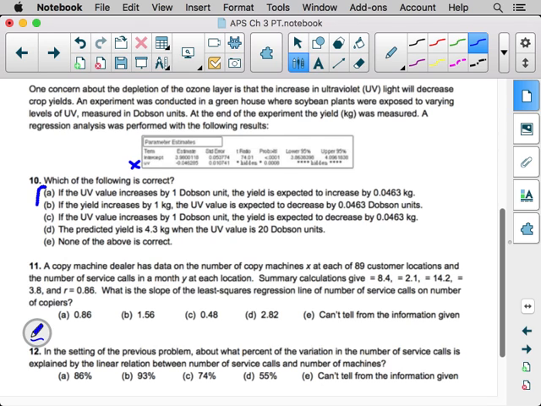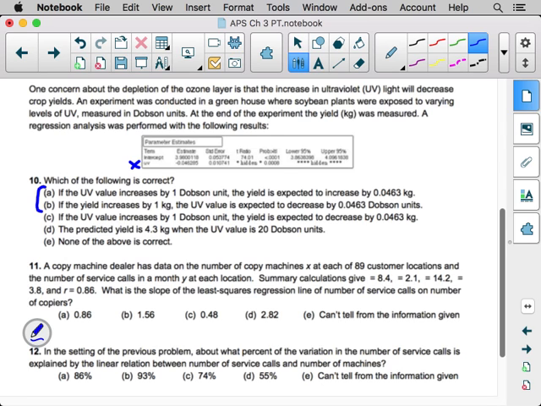is, aren't A and B both trying to interpret slope, right? This is our slope, right? But you need to make sure you're using the variables in the right way, okay? Here, the UV measurement is my X, right? So what I should be saying is when that UV goes up by 1, so isn't UV measured in Dobsons? So for each additional Dobson, what's happening to the crop yield?